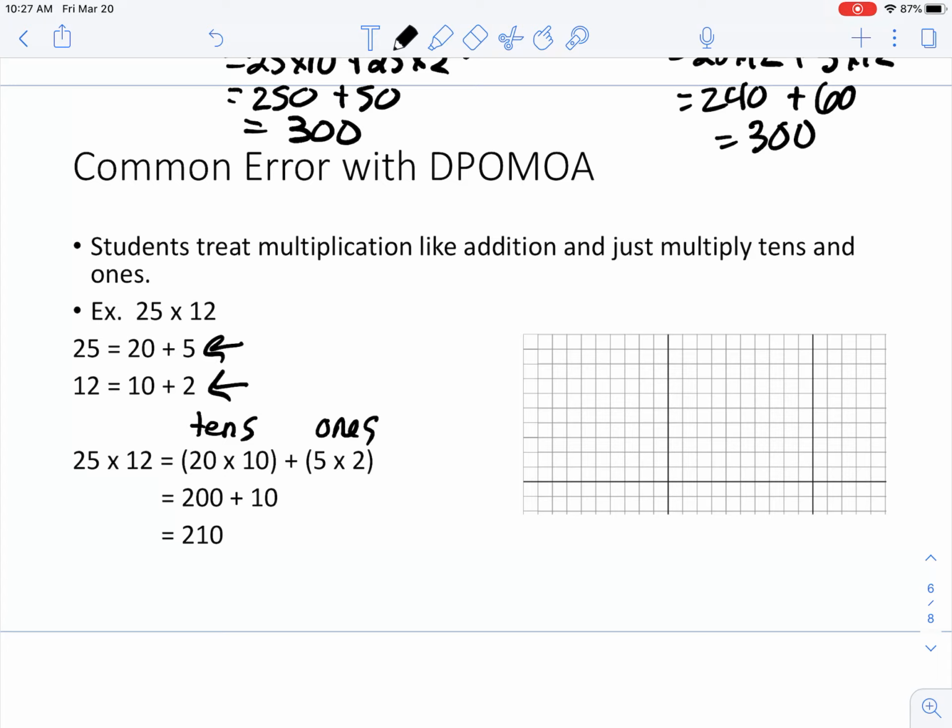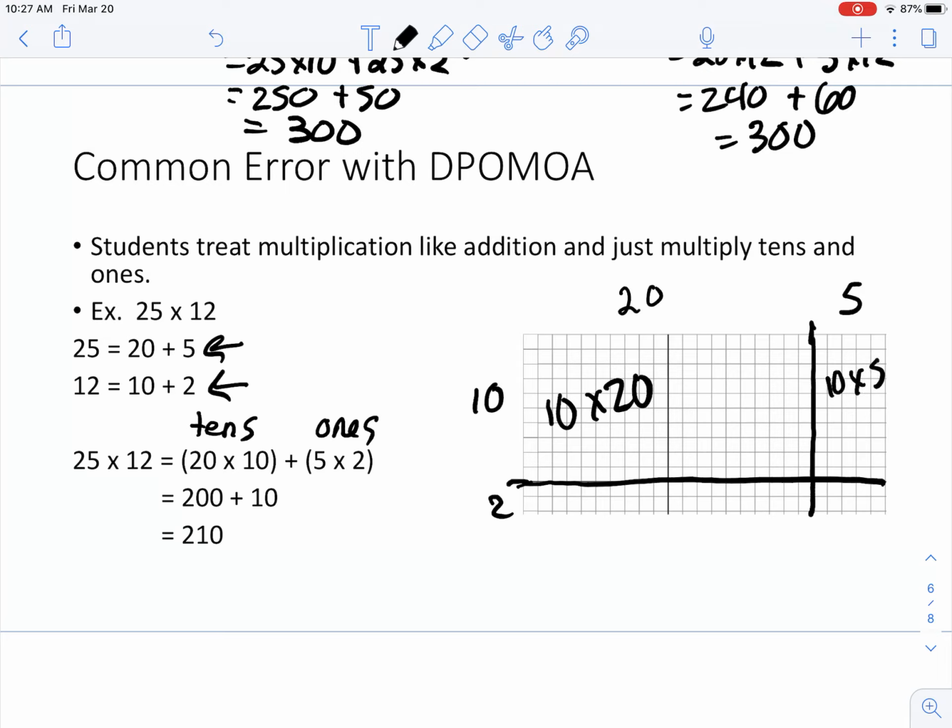The way I would convince a student that this didn't make sense is I would draw an area model. I'd say, oh, let's draw a picture of your work. 25, that's 20 and 5. 10 and 2 is 12, but now I've broken it into 4 different regions, a 10 by 20, a 10 by 5, a 2 by 20, and a 2 by 5. And in the student's work, we've only taken care of 2 of those regions, but we're missing the others.